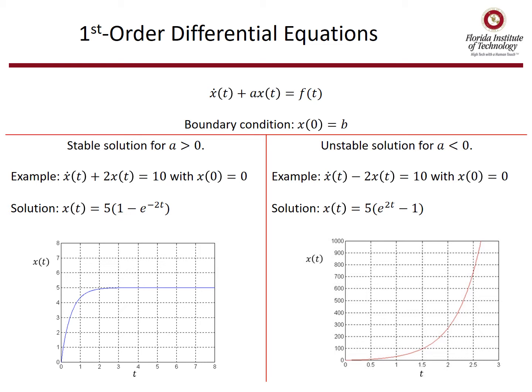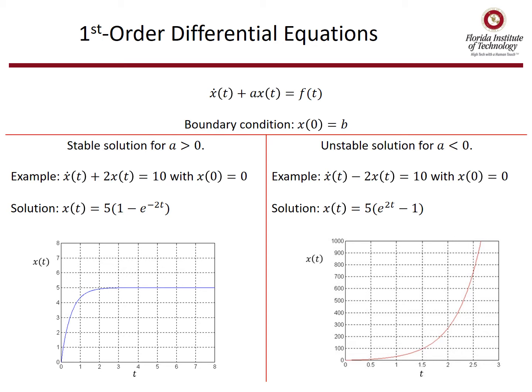Let's go back and look at the first order differential equation. General form: x dot plus a constant a times x equals a forcing function f of t. To solve this, we have to have a boundary condition, x at time 0, and we have to know the value of that. But we'll see that there are stable solutions if the constant a is a positive number.